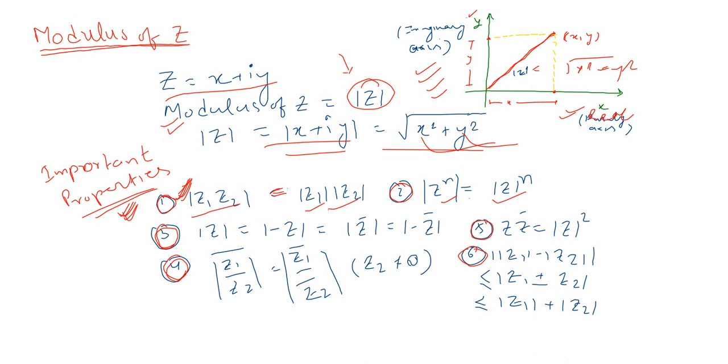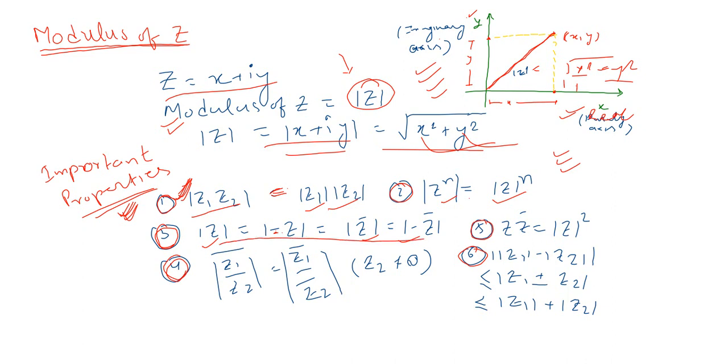The third one is mod of z is equal to mod of negative z, is equal to mod of z bar, is equal to mod of negative z bar. You can see that we are concerned about the square of the real and imaginary terms, here x square and y square. So the negative will automatically get converted into positive. That is why all these terms are equal to each other.